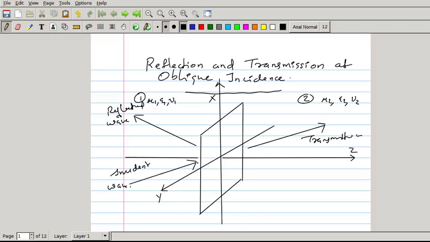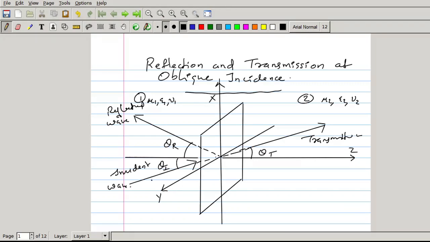So this is incident on this interface, making an angle. This angle of incidence I am taking as theta i, and this is reflected from the interface, making an angle theta r. The transmitted wave emerges at a different angle from the incident angle, and this angle I am taking as the transmission angle theta t.